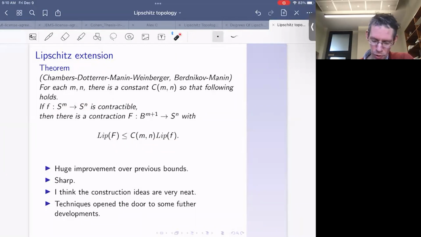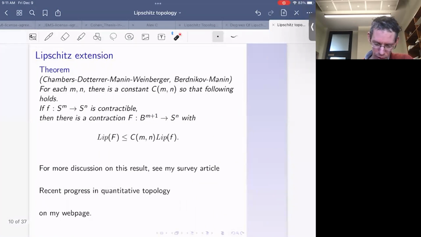This is a huge improvement over the previous bound with the tower of exponentials. It's sharp because, well, this couldn't possibly be smaller than this. So it's sharp up to a constant factor. And the constructions and the idea of the constructions are neat. And these techniques open the door to some further developments. Okay, so I wrote a survey article at some point about this theorem and its proof and background. And if anyone is interested, you can find it on my webpage.